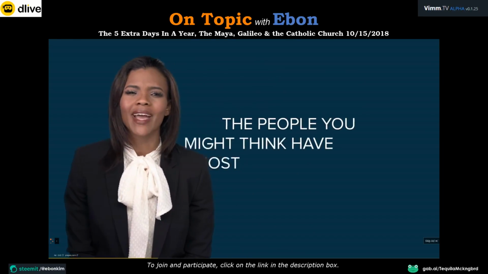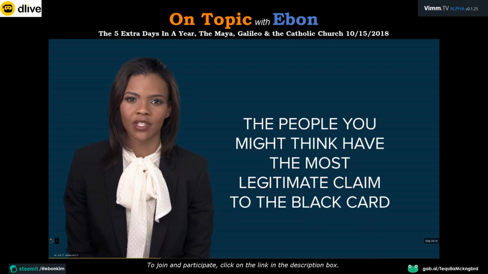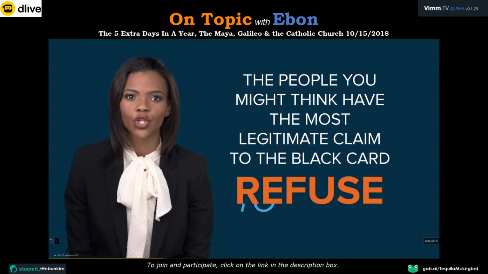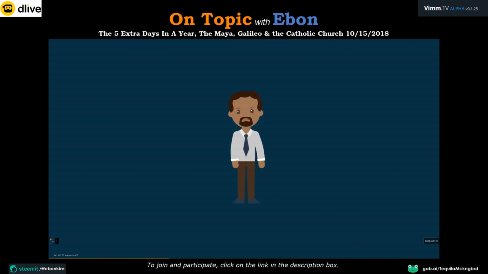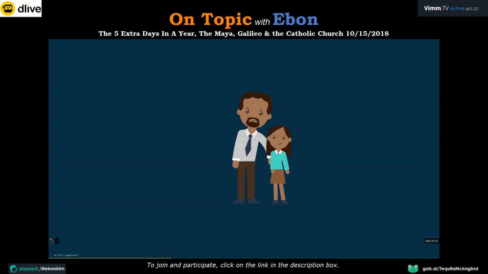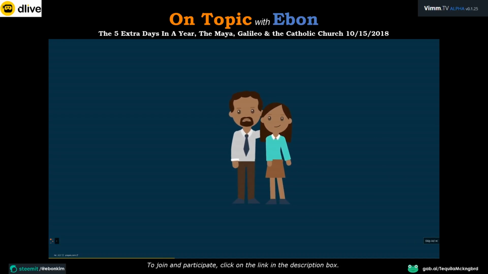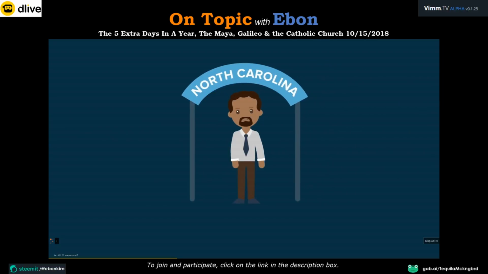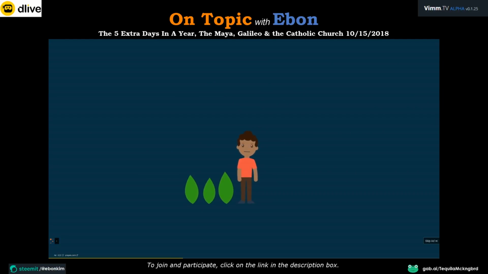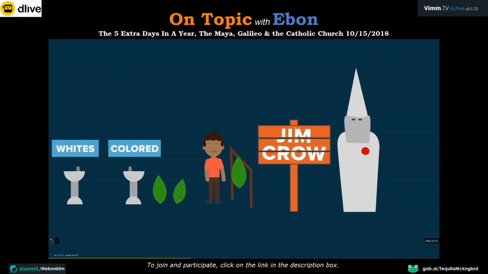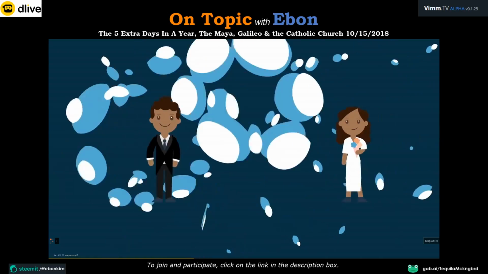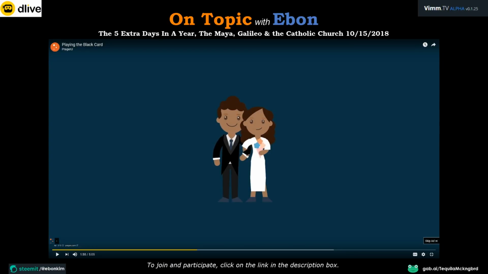Ironically, the people you might think have the most legitimate claim to the black card refuse to use it. Take my grandfather, for instance. He raised me from the time I was 9 years old. Born in 1941 in rural North Carolina, he started working at age 5, laying out tobacco to dry on a sharecropping farm. Jim Crow, separate drinking fountains, and the KKK were ever-present realities. He was 17 when he married.